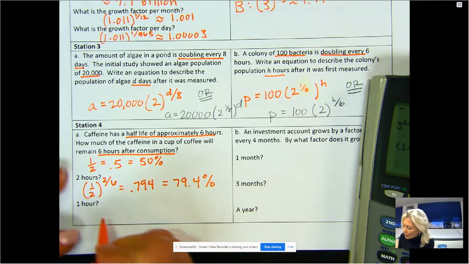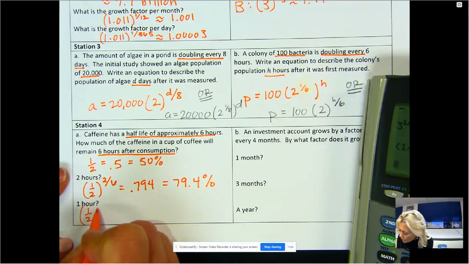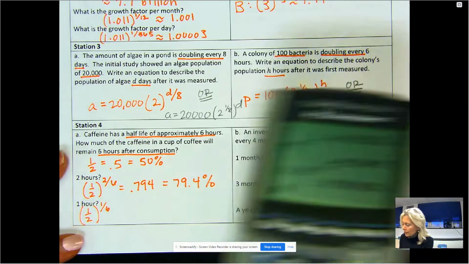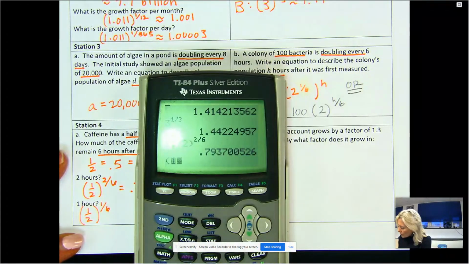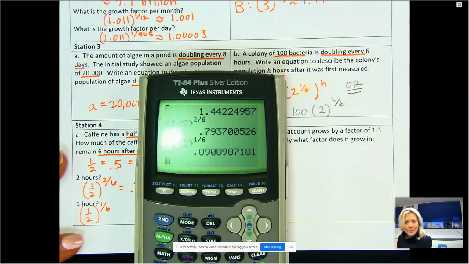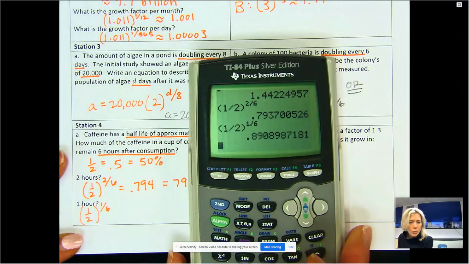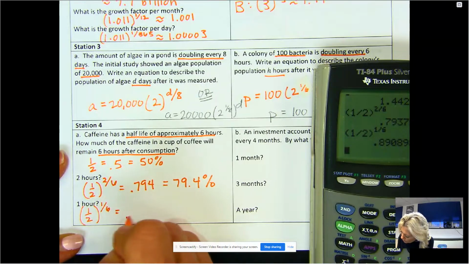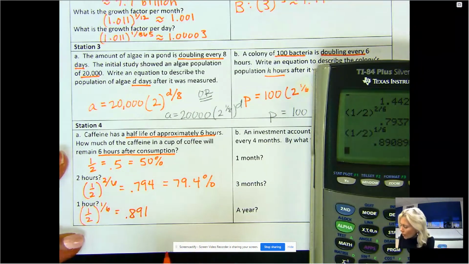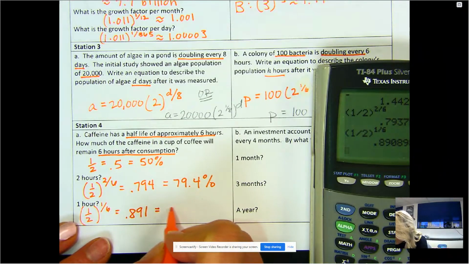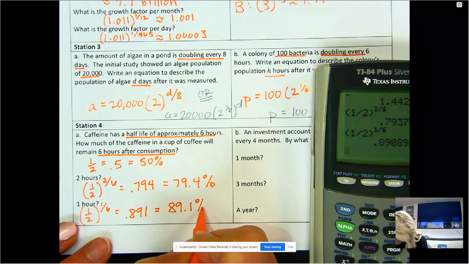And finally, after 1 hour, 1/2 to the 1/6. And you might go, oh, that's going to be half of this. Is it? Let's see. 1/2 to the 1/6 is 0.891-ish. Okay, so 0.891. So definitely not half of that. And then as a percent, 89.1%. All right.